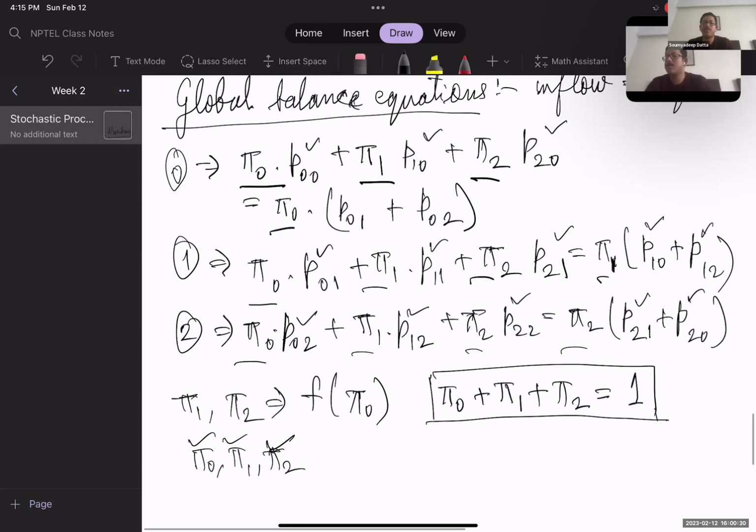You can tell that this will be the probability I'll find it in this state, this state, and this state, right? So this is at steady state. This is not transient behavior, right? This is one concept that we wanted to discuss.